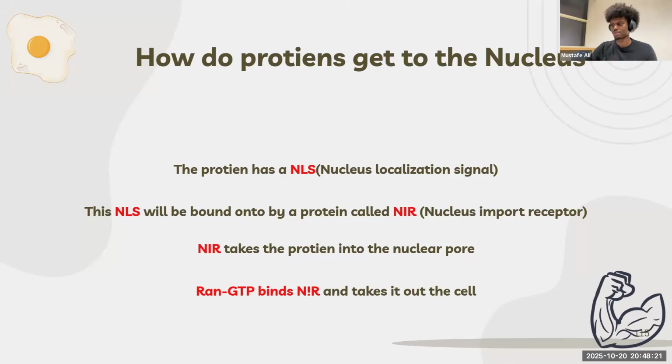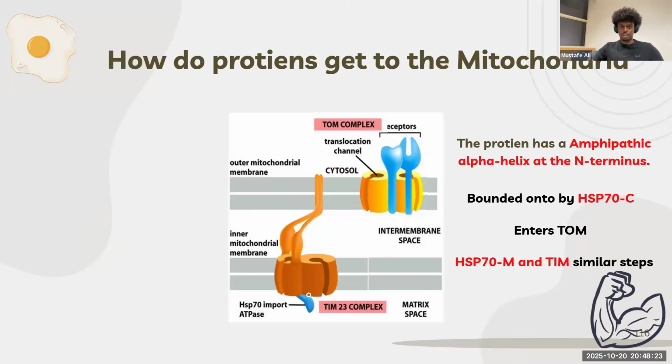Okay. So now let's move on to the mitochondria. How do proteins get into the mitochondria? I know you guys probably know that the mitochondria has two layers to its outer membrane. It has the outer membrane and the inner membrane.